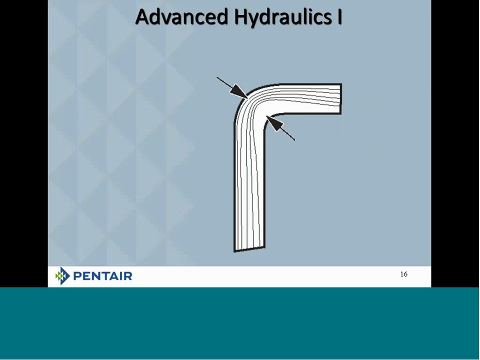The next slide here indicates what happens when you go into an elbow. All right? And of course, you have to remember that there is momentum. And the momentum forces the water into the outside edge of that elbow. Now, as the water hits that outside edge, you're going to notice that it's going to wind up with higher velocity. And of course, the opposite of higher velocity is going to be lower pressure.